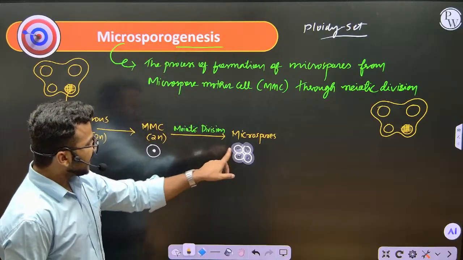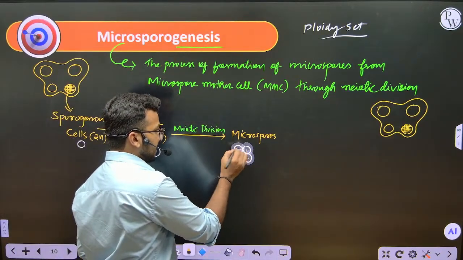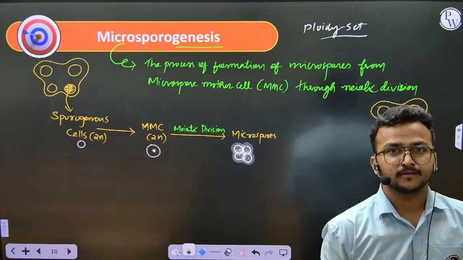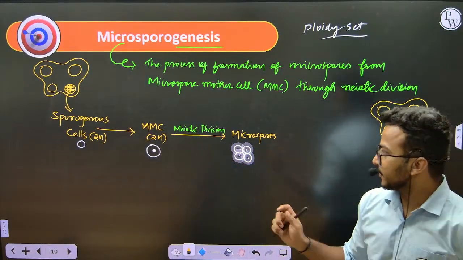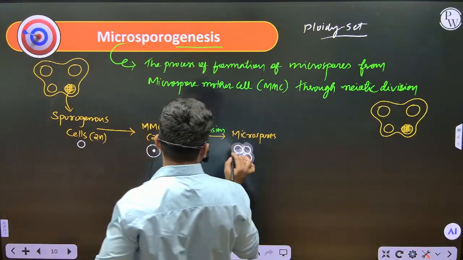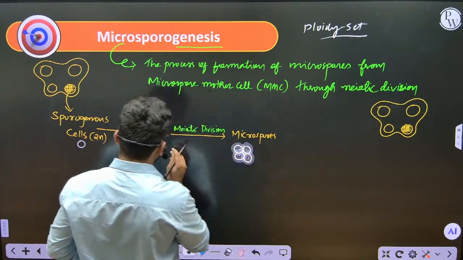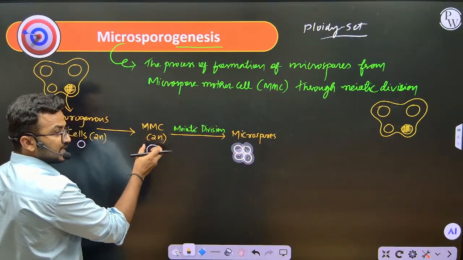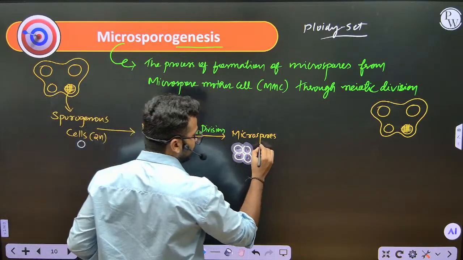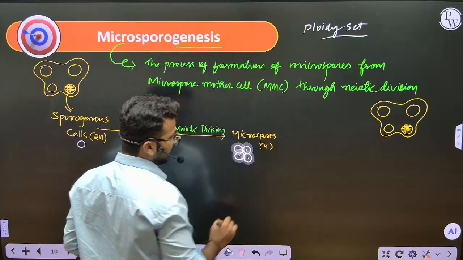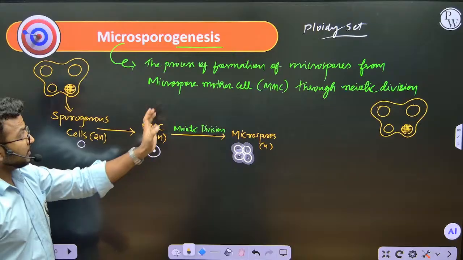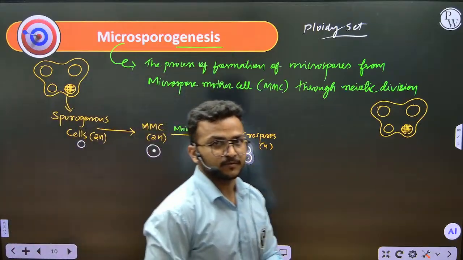And the ploidy of each cell, the number of chromosomes in each cell, what is the ploidy there? The number of chromosomes in each cell will be haploid in content. Here the microspore mother cell is diploid in content. So when it shows meiotic division, the microspores will be in haploid content. So through meiotic division, now you can understand this definition.